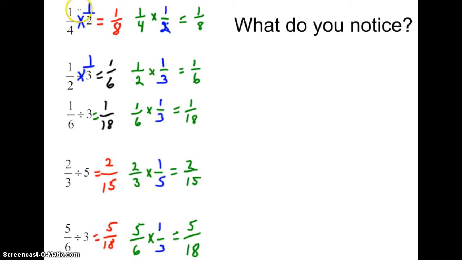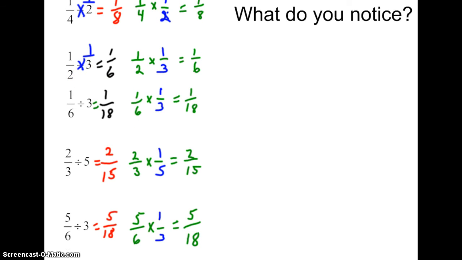So in all of these problems here that we've come to learn, that when we're dividing fractions, what we end up doing is multiply by the reciprocal.